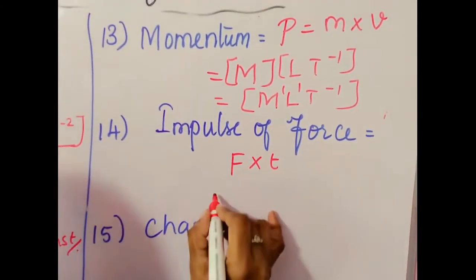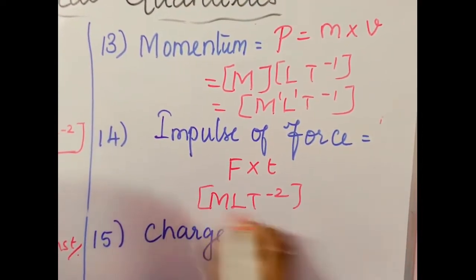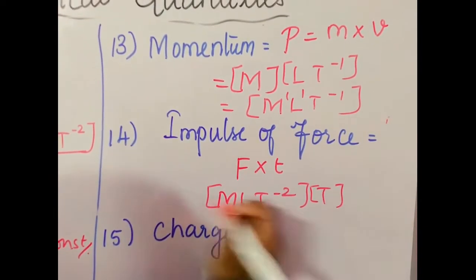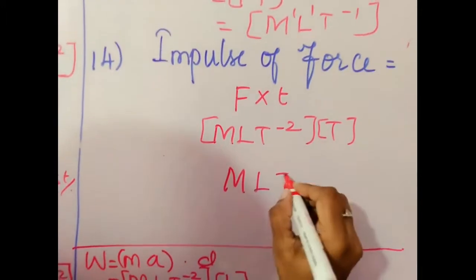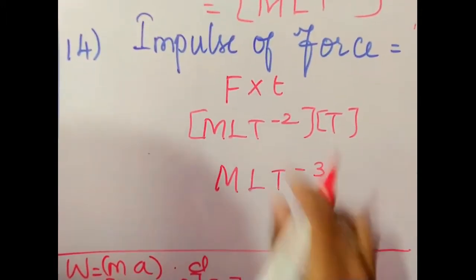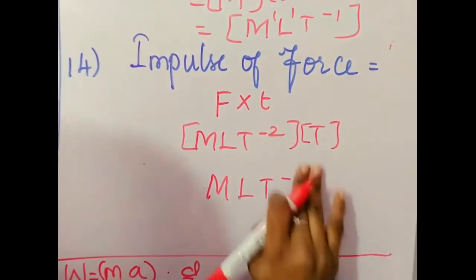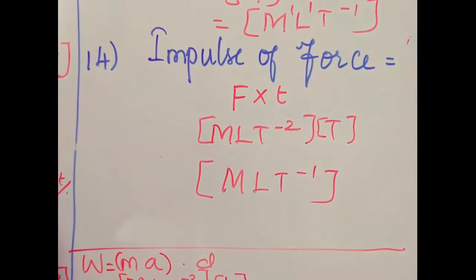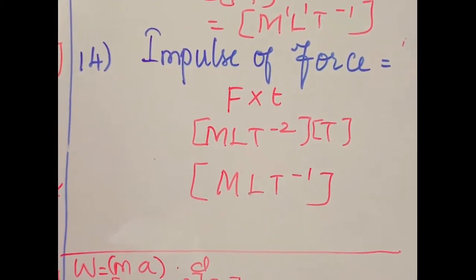And for force, M, L, T power minus 2, and again we have T. So it can be written as M, L, T power minus 2 plus 1, which is minus 1. So this is the dimensional formula for impulse of force.